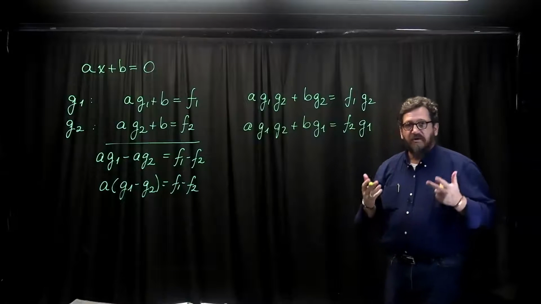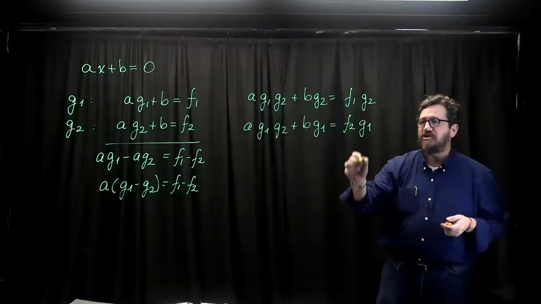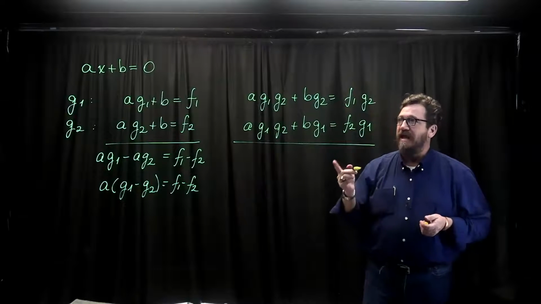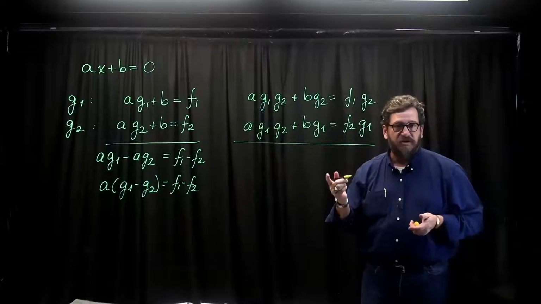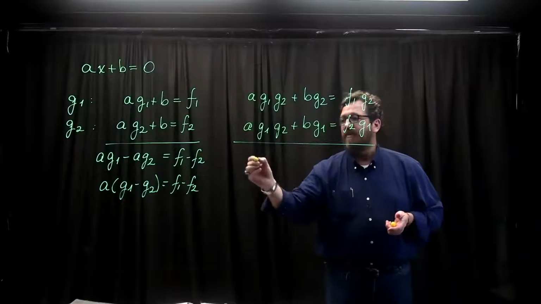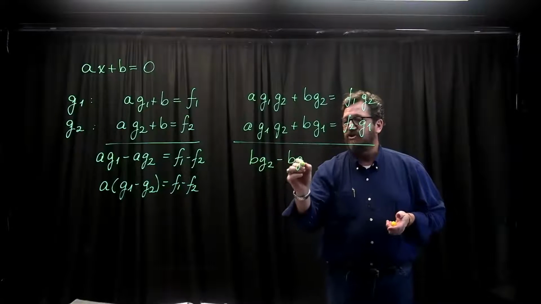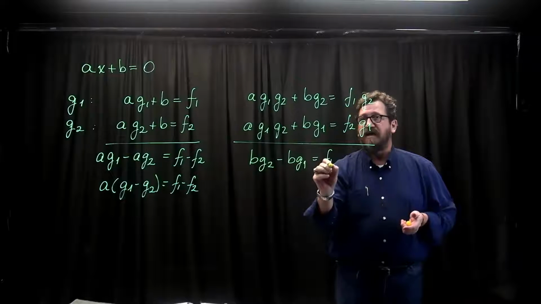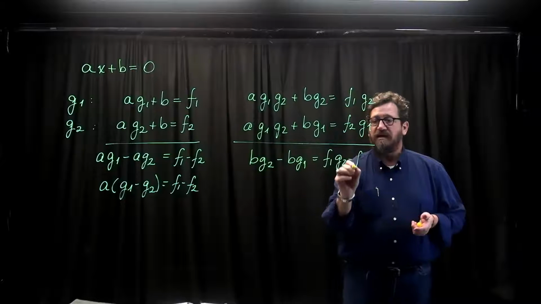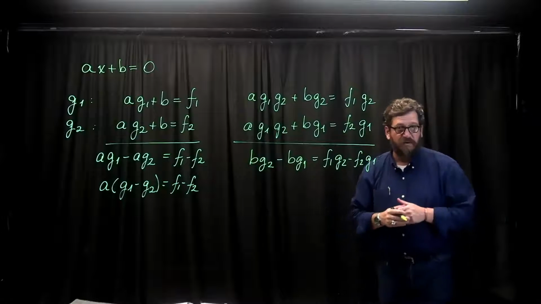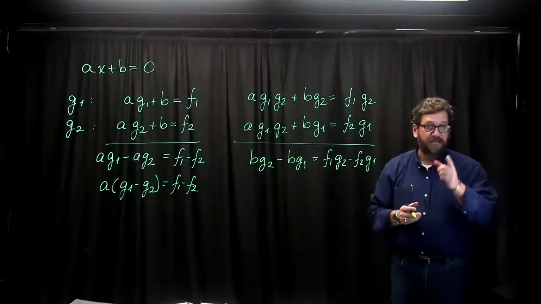Now I did that so I could perform an elimination. I want to subtract these 2 equations. And now I see that ag1g2's will go away, and I'm left with bg2 minus bg1 is f1g2 minus f2g1. Now this looks like a whole bunch of hogwash, but wait a minute, I'm about to give you the big answer.